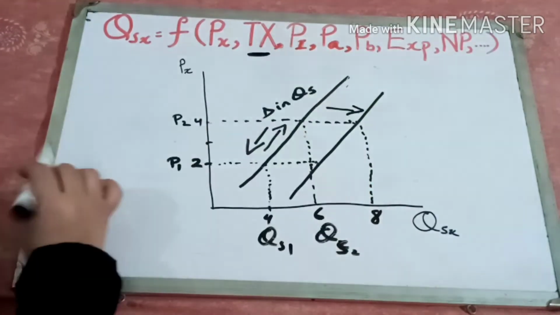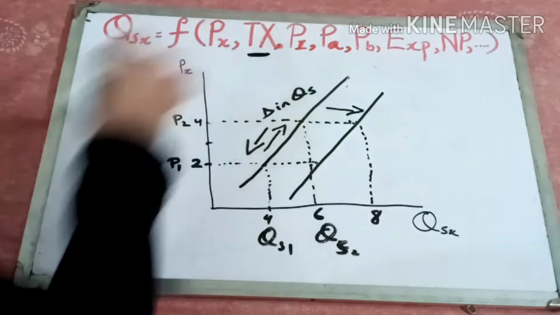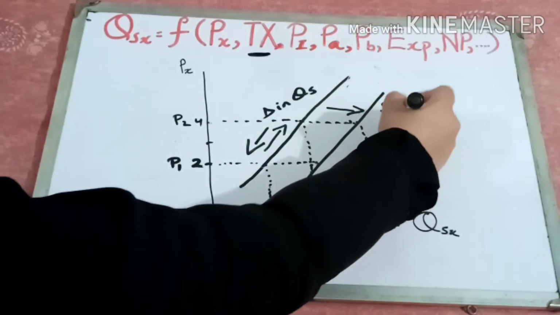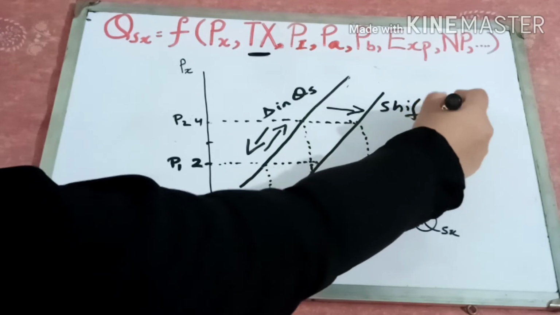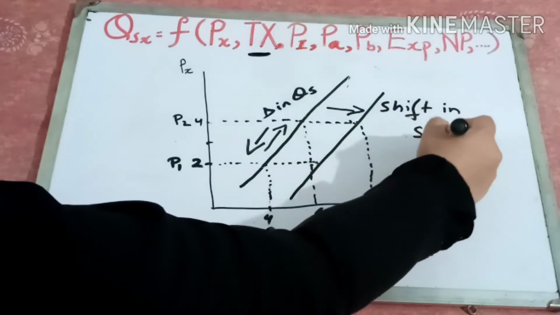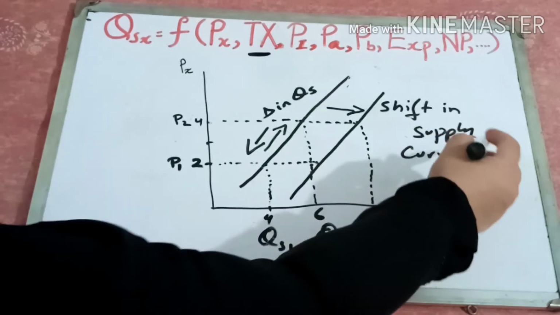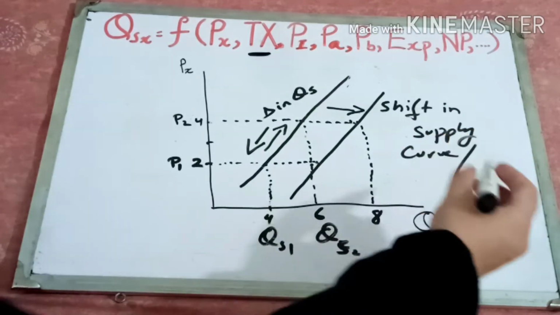So this outward movement due to the change in technology is the shift in the supply curve, which is also called change in supply.